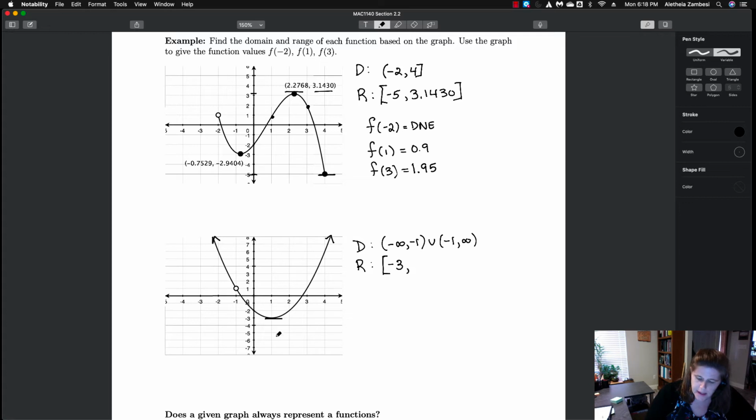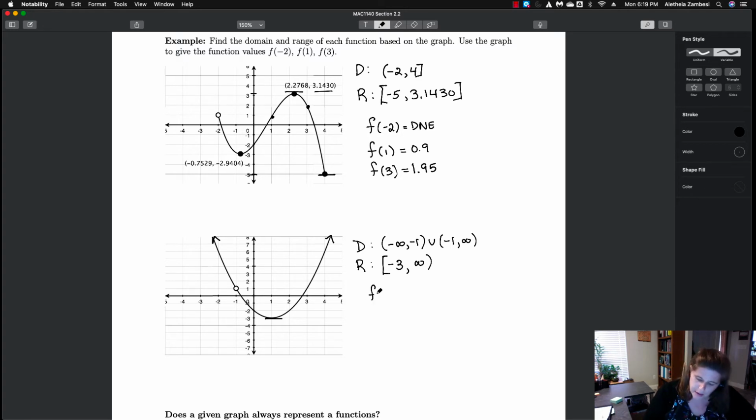And it does actually achieve it. And then it goes on in the positive direction to infinity, so we're going -3 to infinity. Infinity is always a rounded parenthesis. We'd never include it because it's not an actual number.